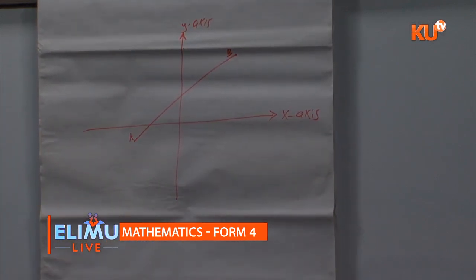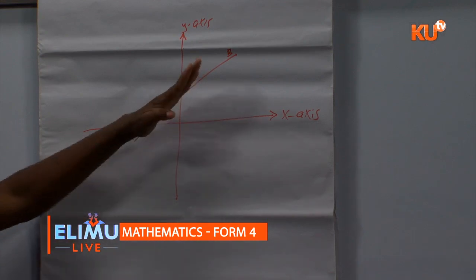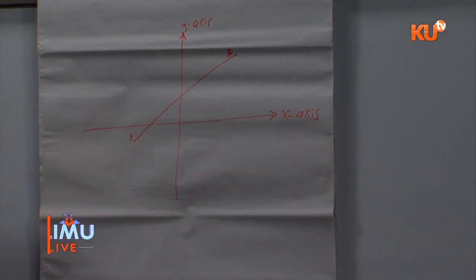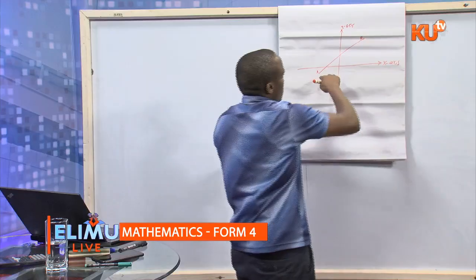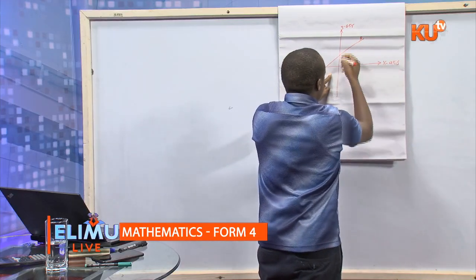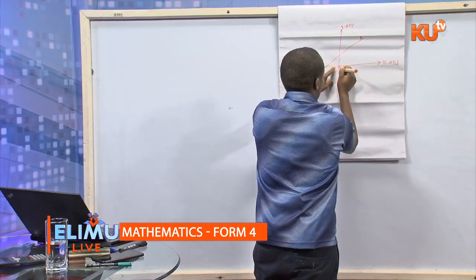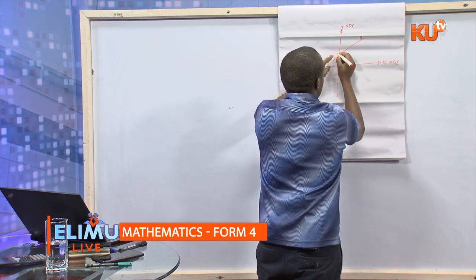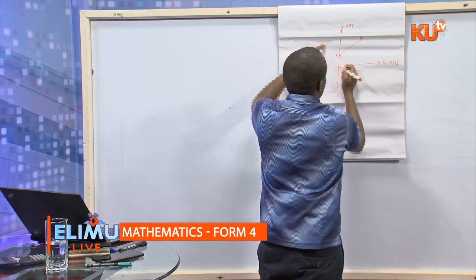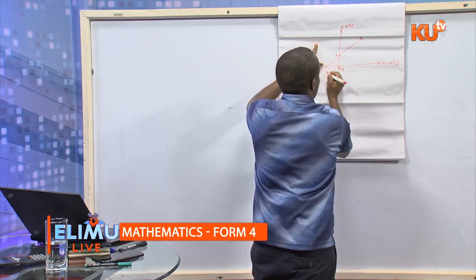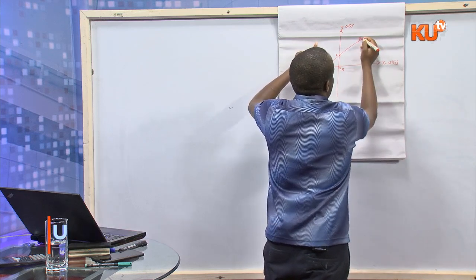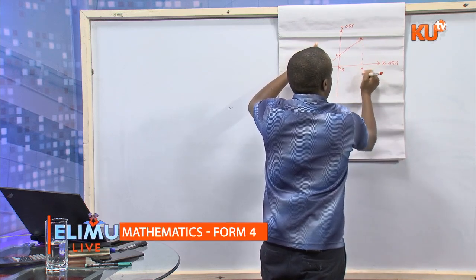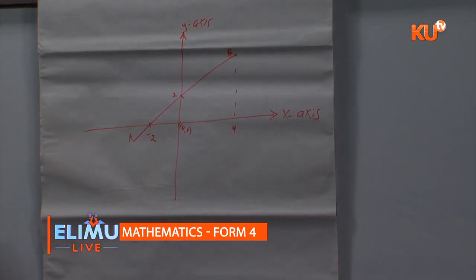We want to find the gradient of that line. We have said the definition of the gradient of a line is the steepness of the slope of a given area. So we want to find the steepness of this line. Having noted these coordinates, maybe this is 0, 0, maybe this is 2 on the y-axis, maybe this is -2, and maybe this point is 4. We are able to find the gradient of that line.